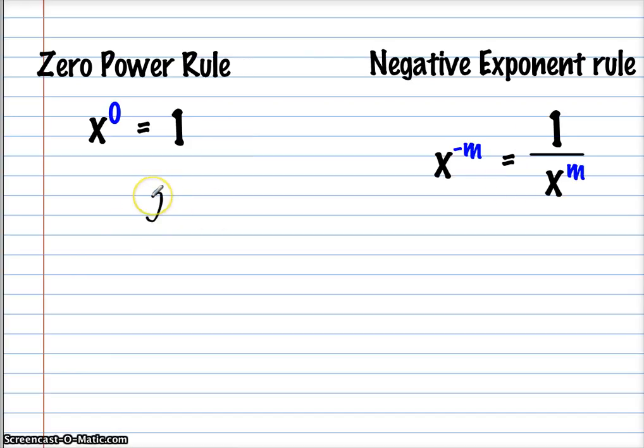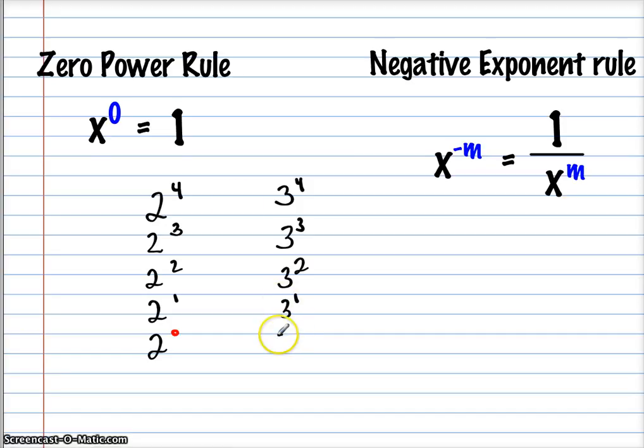If I have 2 to the 4th power, 2 cubed, 2 squared, 2 to the 1, and then 2 to the 0, this is what we're looking for. And we'll repeat the same pattern with another number. Let's do 3, because it's easy to calculate: 3 to the 4th, 3 cubed, 3 squared, 3 to the 1, and 3 to the 0. Eventually we'll get down to the negative numbers, and we'll see what the pattern is. So here's our exponential form, and we're going to solve this and get our standard form.